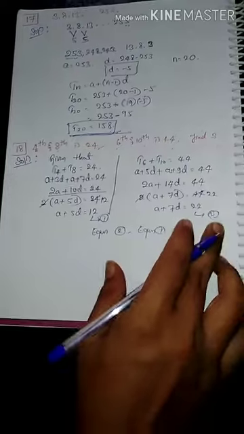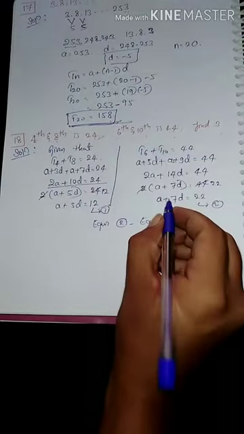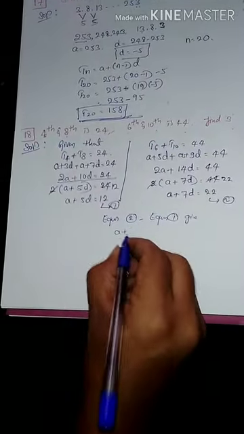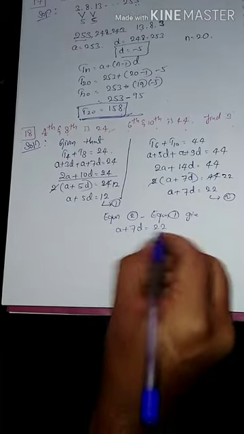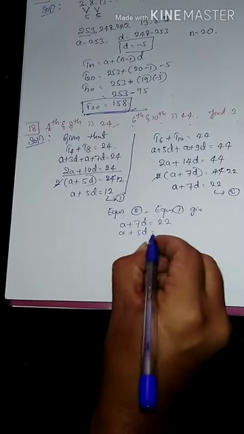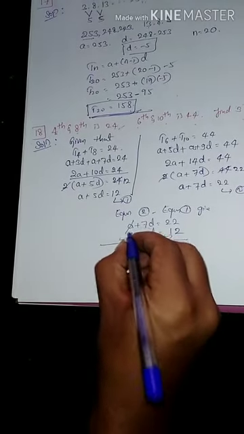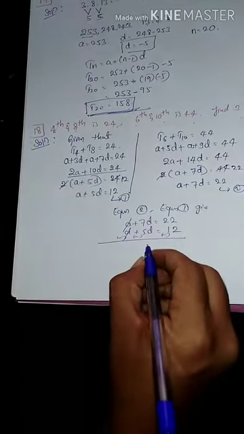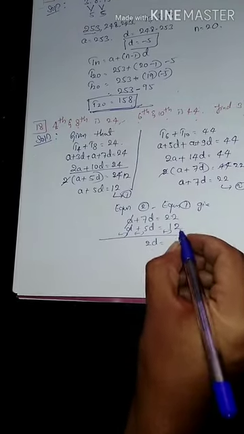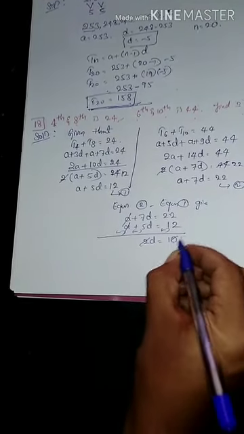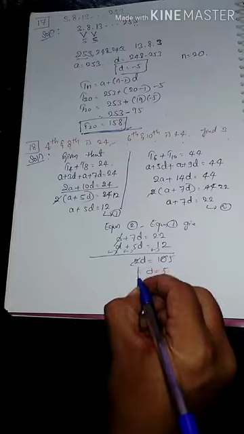So equation 2 minus equation 1 gives, by subtracting equation 2 minus equation 1, the A value will be eliminated. See here, A plus 7D is equal to 22, A plus 5D is equal to 12. So minus, minus, minus. A minus A gets cancelled. 7D minus 5D is 2D, 22 minus 12 is 10. 2 1s are 2, 5 2s are 10. D is equal to 5.